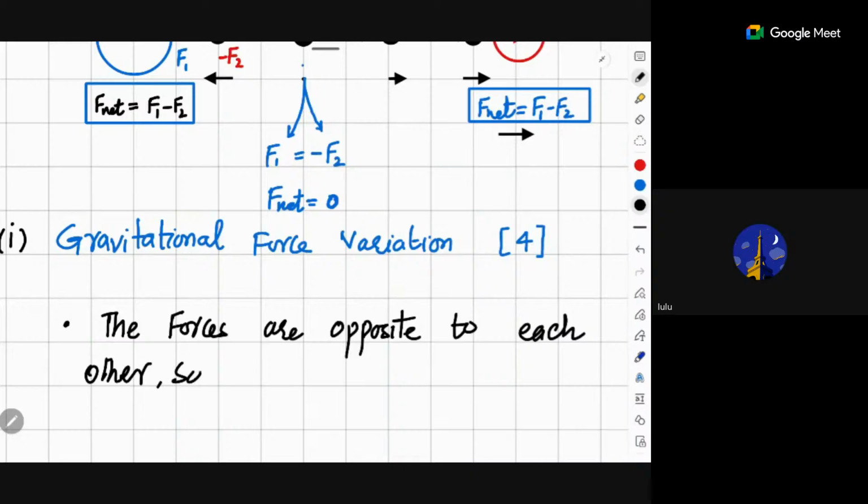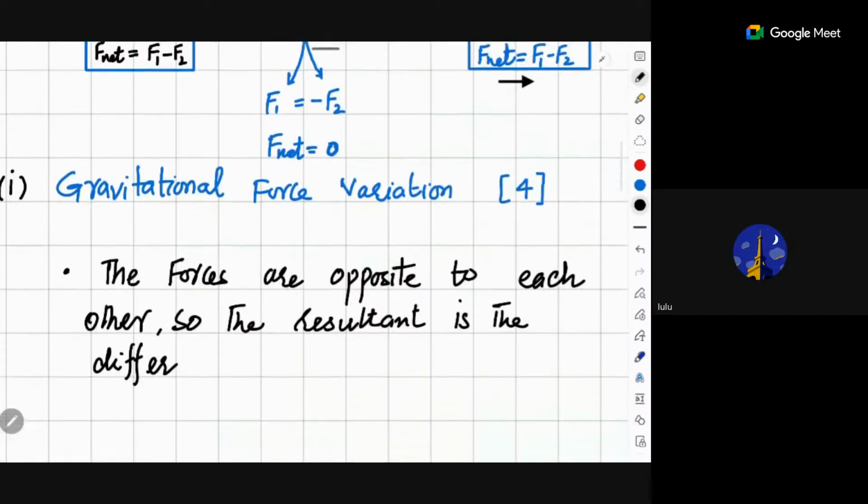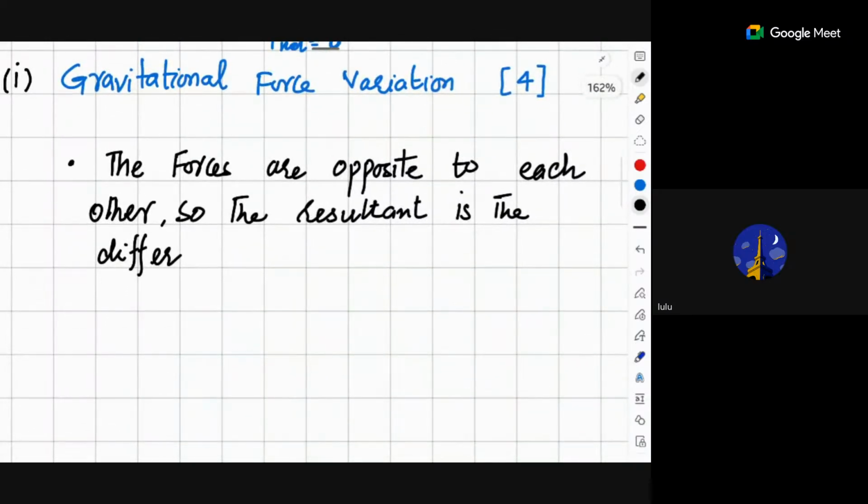So the resultant force is the difference of both forces, right? Because you will not have the diagram to explain. It would be just a question given to you and you will be asked to answer that. And the resultant force is the difference of both forces.